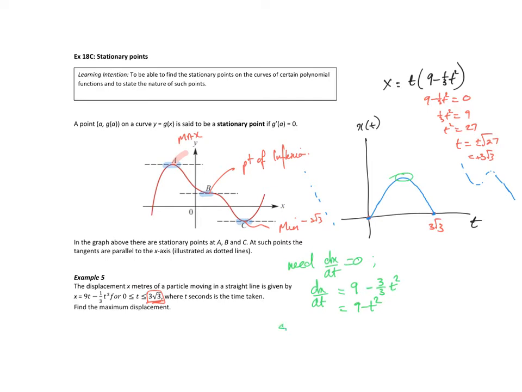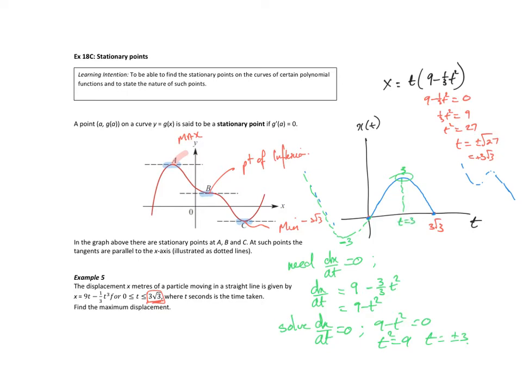So solve dx/dt equal to 0. I get 9 minus t squared is equal to 0, t squared is equal to 9, t equals plus or minus 3. So that means my turning points, remember, if I had the rest of the graph here, that turning point would be at negative 3. This turning point is at t equal to 3. So that's when it reaches the maximum.